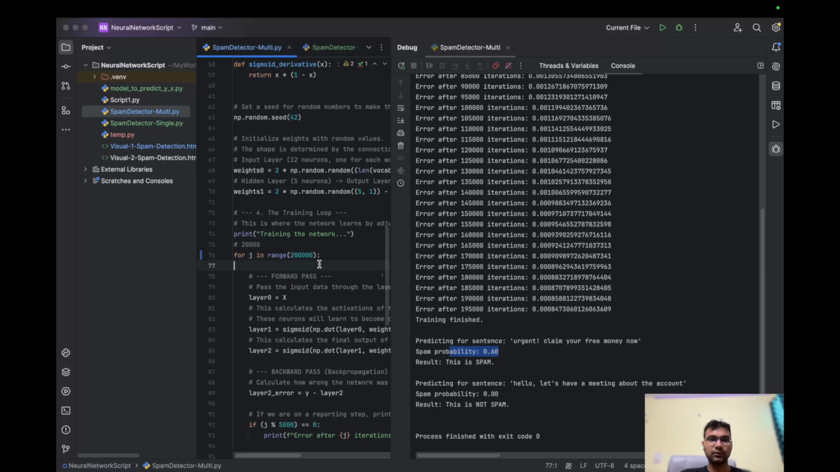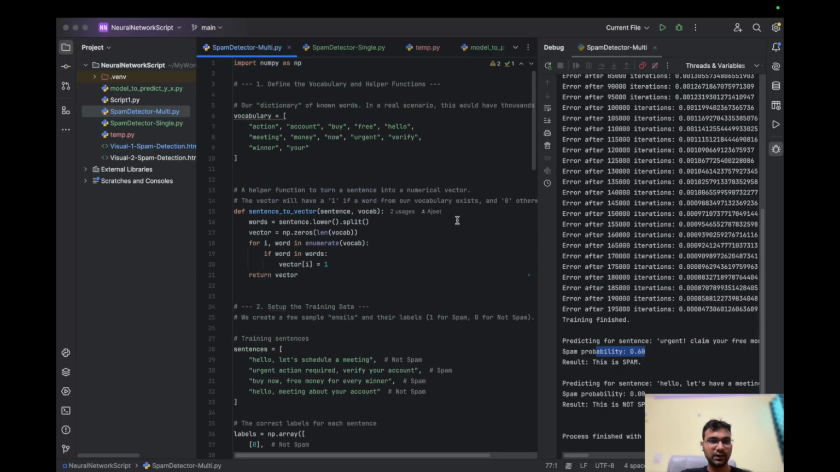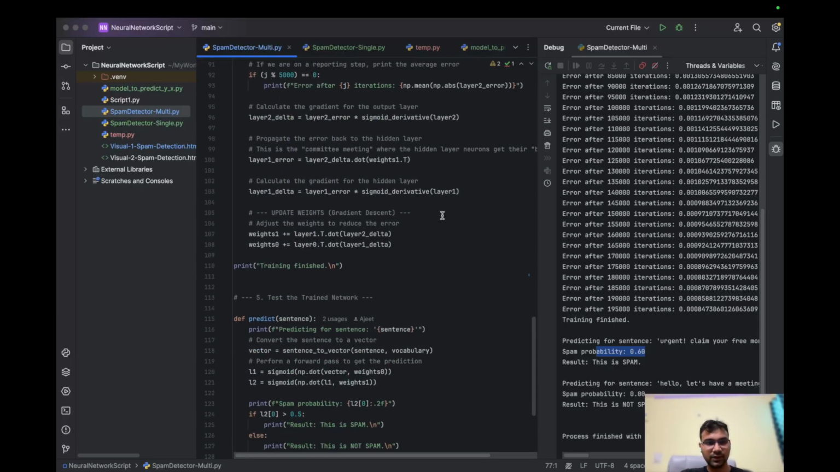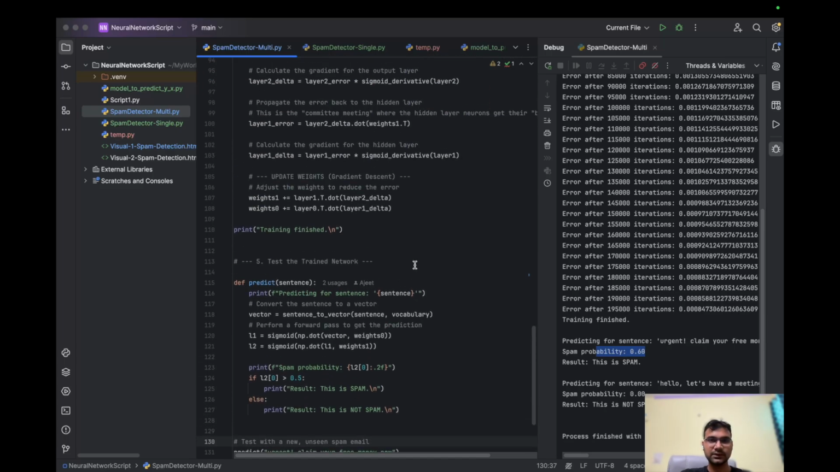So that is about the neural network. We have created our own neural network and trained it, and with new examples it is able to predict the spam probability. I hope you have got some understanding and background of how these things work. This is a beginner introduction. Okay, thank you.